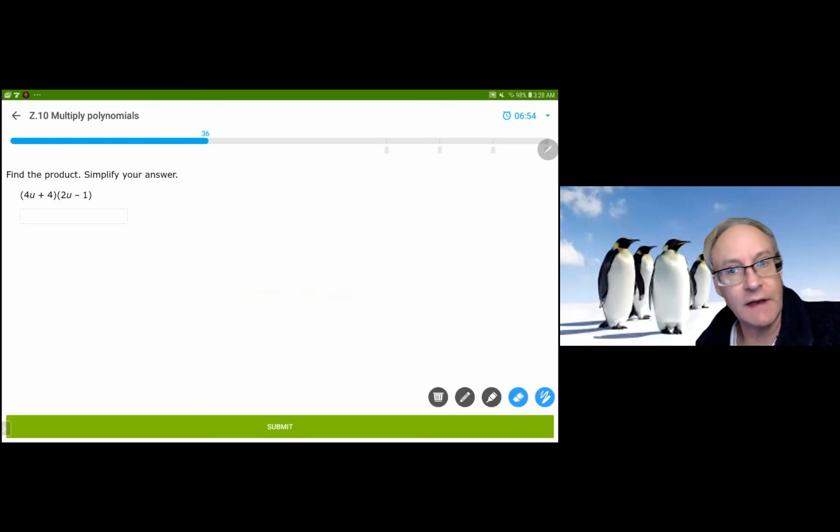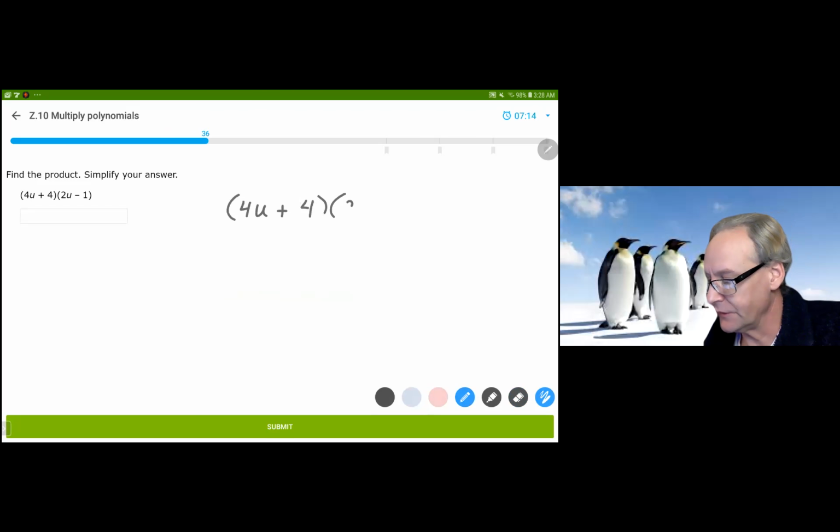Well, this is just a regular binomial multiplication. Now, I know most of you use the FOIL acronym, and I don't like it because we're going to be doing factoring in the next section. And when you do factoring, you're going to find that stacking is so much easier. So I'm going to go ahead and do the FOIL first.